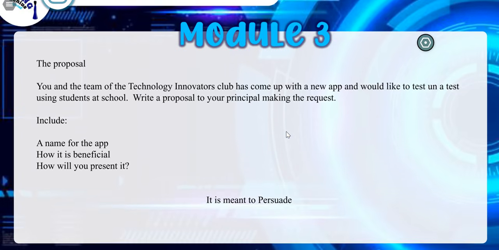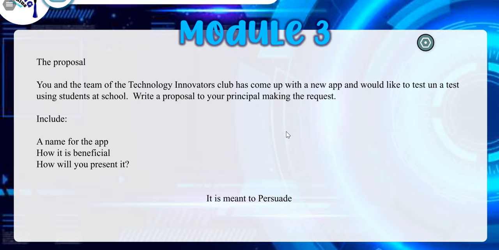Now for this module 3 question, I'm going to apologize from now. I could not for the life of me find the instructions. So I just wrote based on what I remember, but this was what we were supposed to do. So you and the team of the Technology Innovators Club have come up with a new app and would like to do a test run. As I told you, I was trying to pump this out real quick for you guys, so forgive my mistakes. So a test using students at school. Write a proposal to your principal making the request.